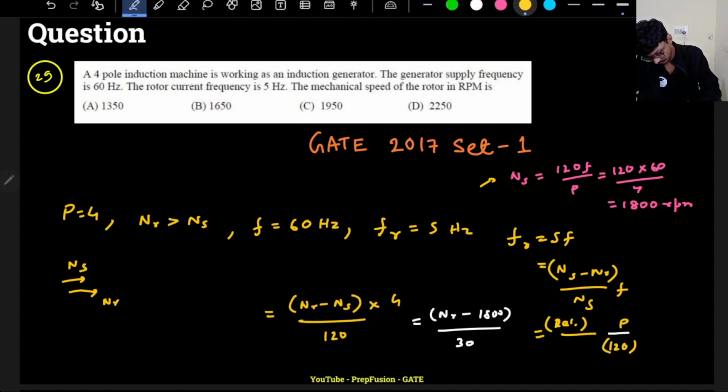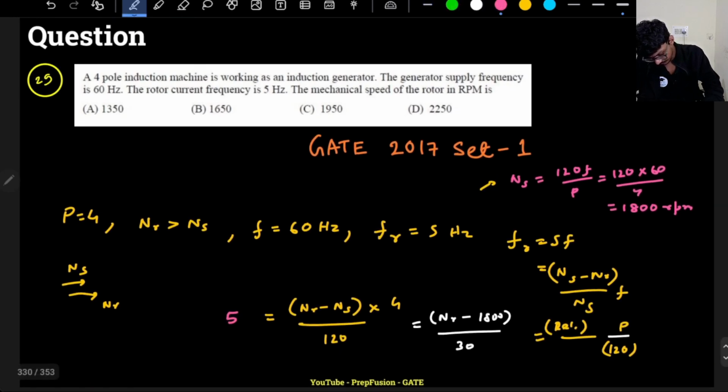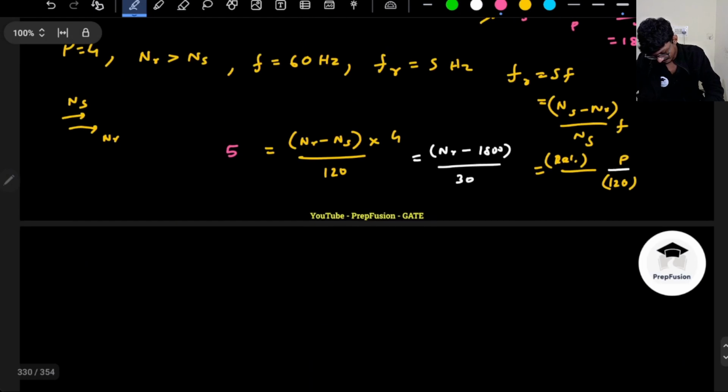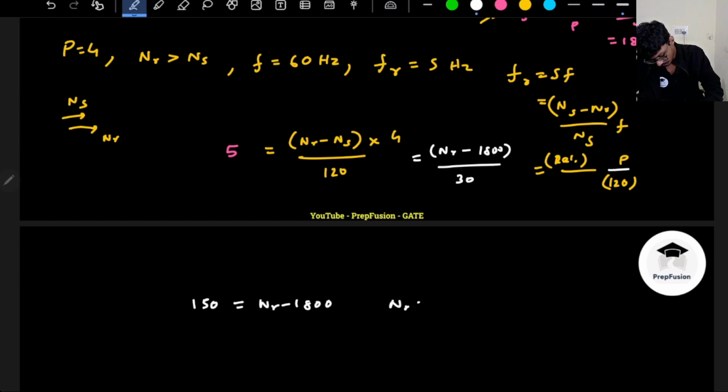this is basically 5 hertz. So here this will be 150 equals nr minus 1800. So nr will come out to be 1950 rpm. So this is what your nr will come out to be. So 1950 will be the answer for this question.